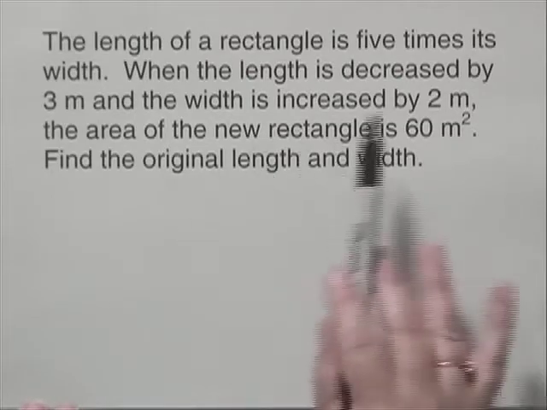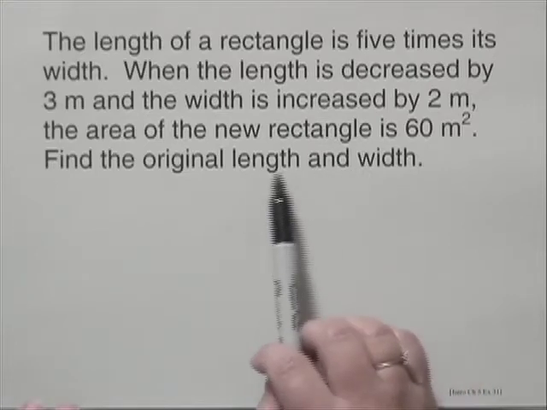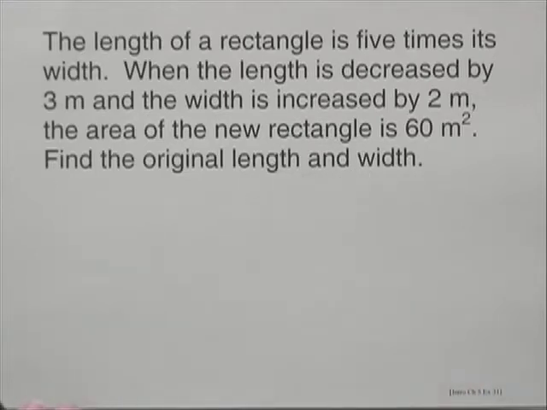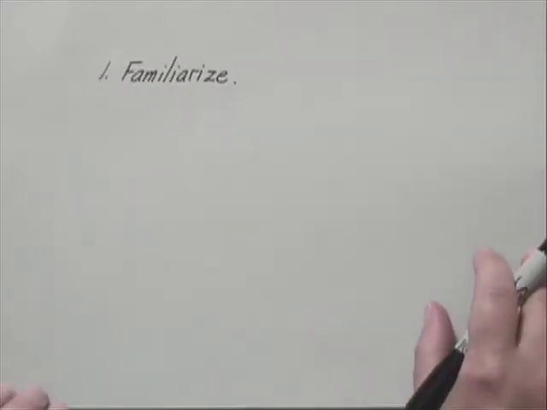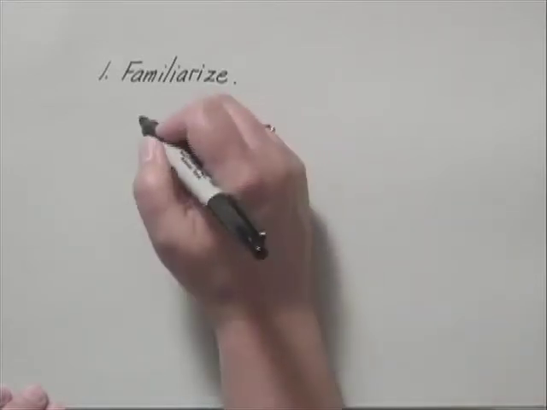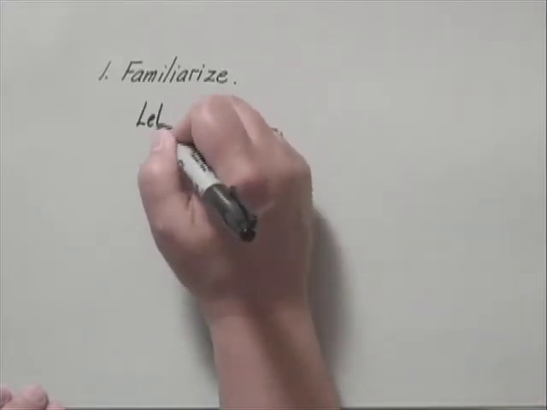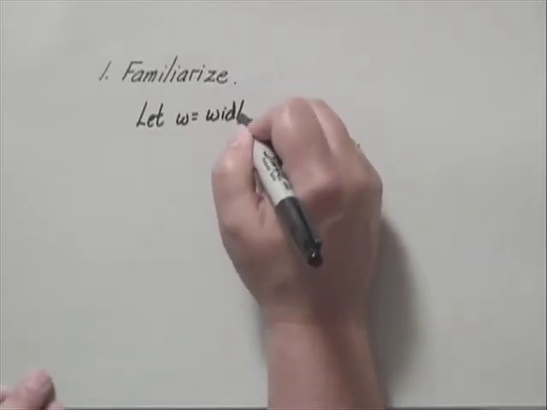Now remember, when we read this carefully, we're looking at essentially two rectangles, the original rectangle and the increased rectangle. So we have to keep those straight as we're working through the problem. We begin by familiarizing ourselves with the situation. Since we're asked to find the length and width of the original rectangle, we will let W equal the width of the original rectangle.